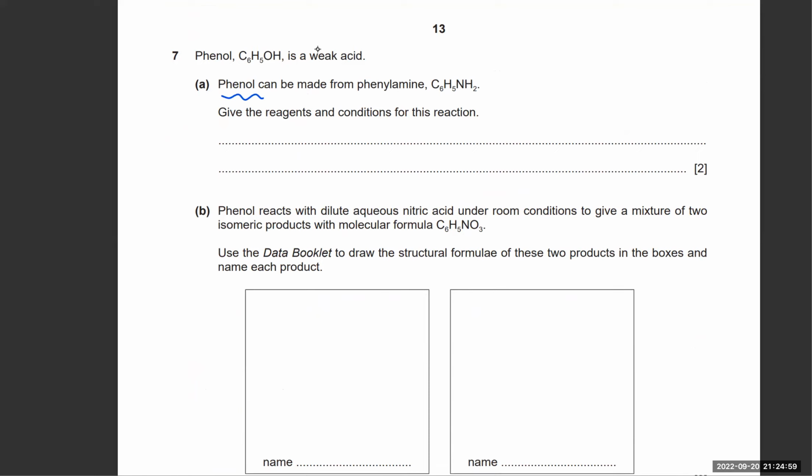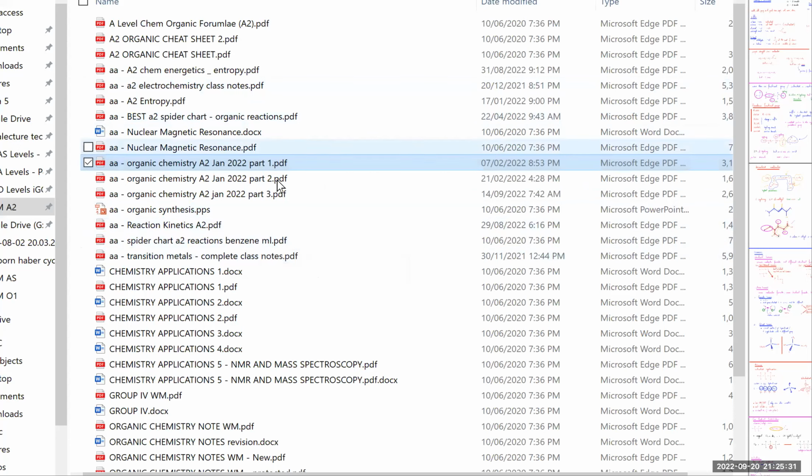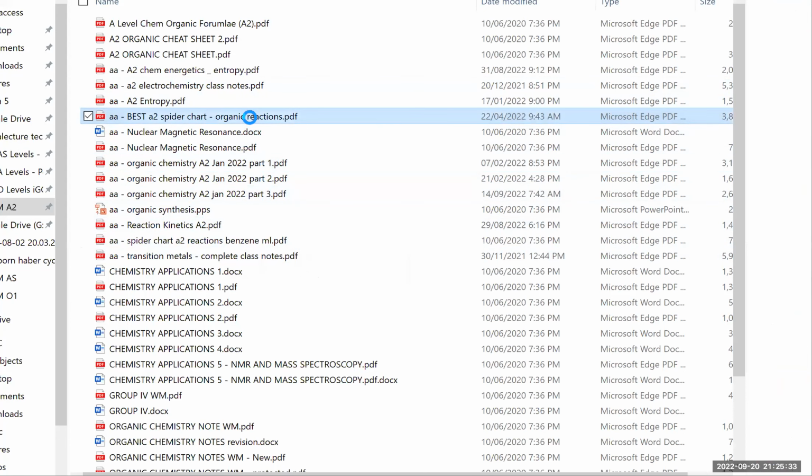Phenols can be made from phenylamine. So you've got phenylamine, that's NH2, and he's saying that phenols can be made from this. So how does it turn into OH? That's the question. How do you convert an NH2 to an OH? I just look at the spider chart. It has something to do with the azo dyes.